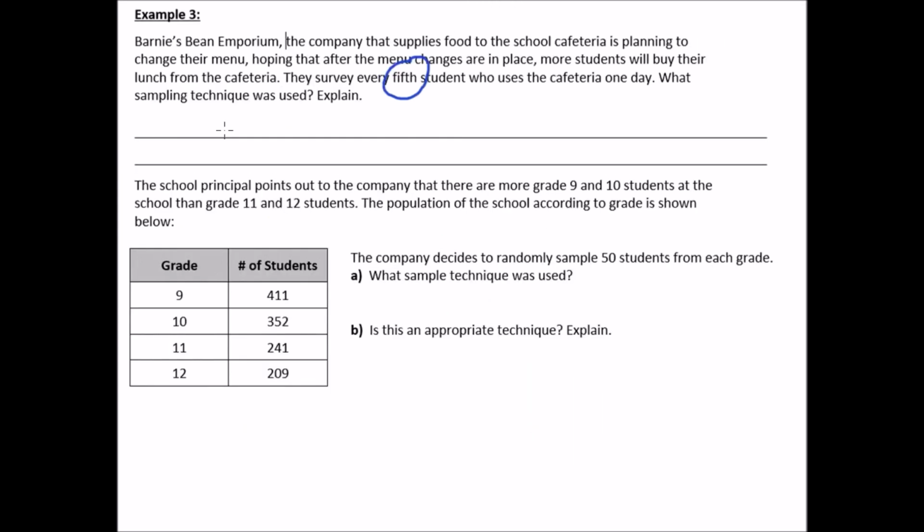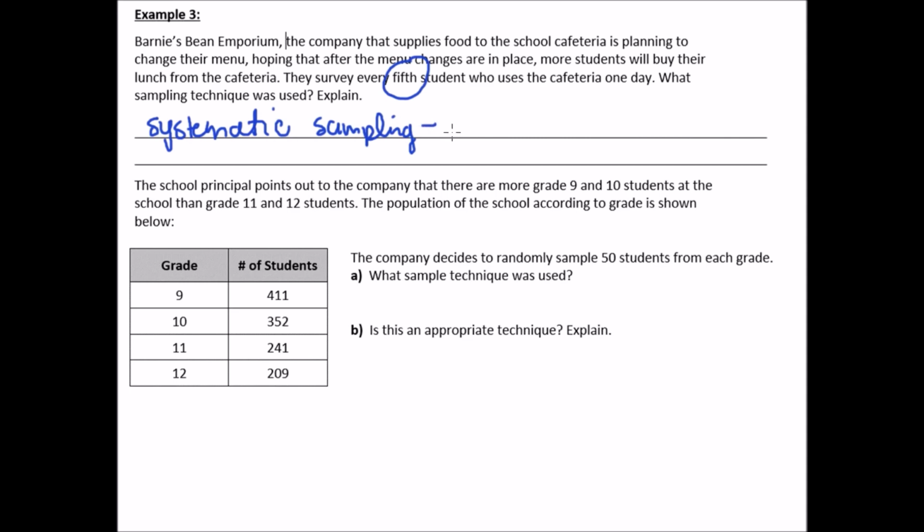Bean Emporium, the company that supplies food to the school cafeteria, is planning to change their menu, hoping that after their menu changes are in place, more students will buy their lunch from the cafeteria. They survey every 5th student who uses the cafeteria one day. What sampling technique was used? Okay, as soon as we see every 2nd student, 5th student, 10th student was sampled, we know automatically that that's systematic. That's systematic sampling.